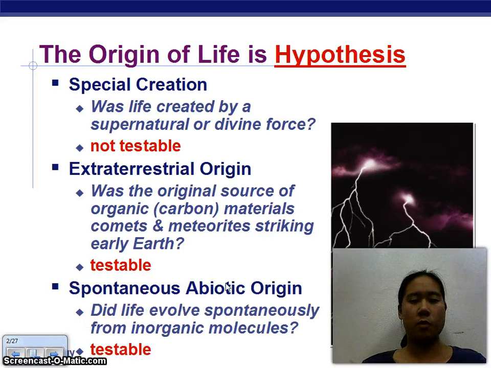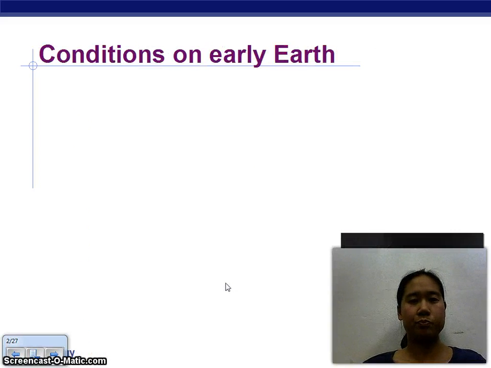The other idea is spontaneous abiotic origin. This is the most common hypothesis that most people bring up, that life evolves spontaneously. Because of things like lightning and just the right combination of carbon molecules occurring in the right location, we can then bring life about. So what were the conditions on early Earth that might have brought about this third hypothesis?